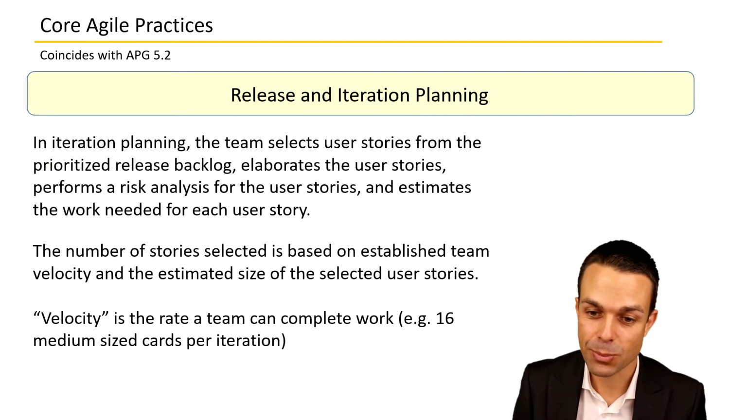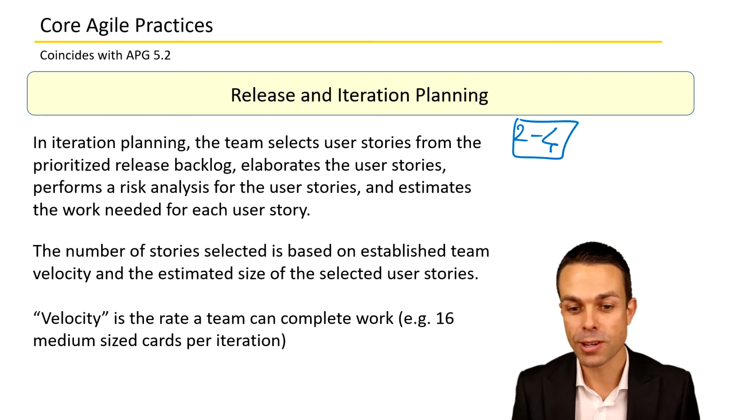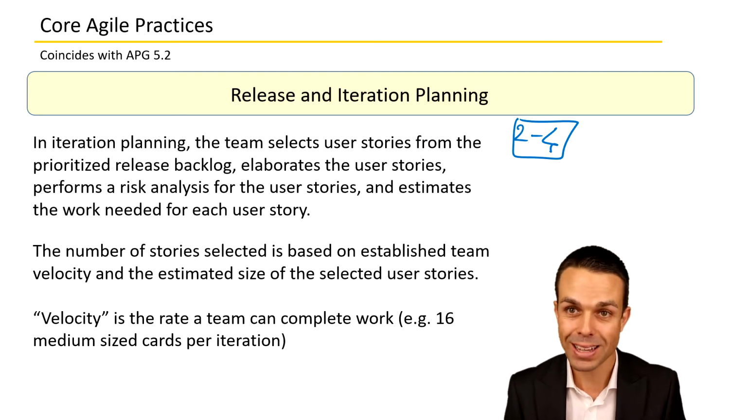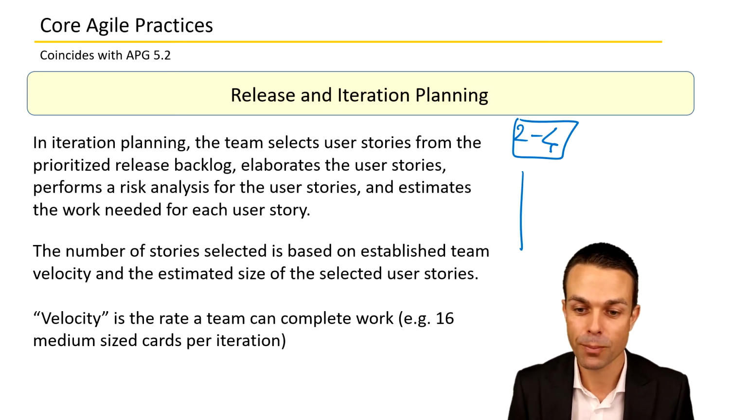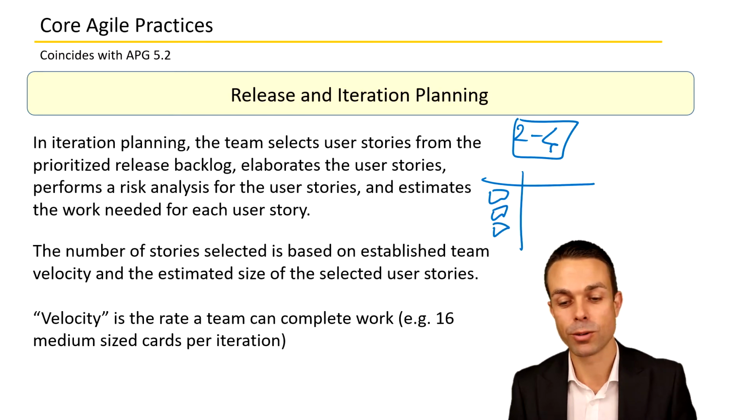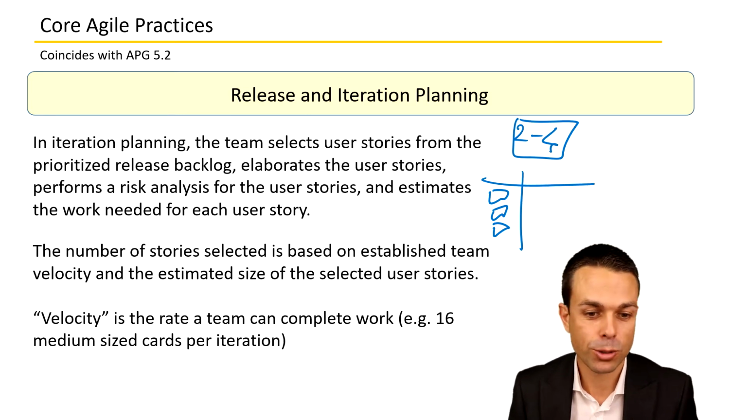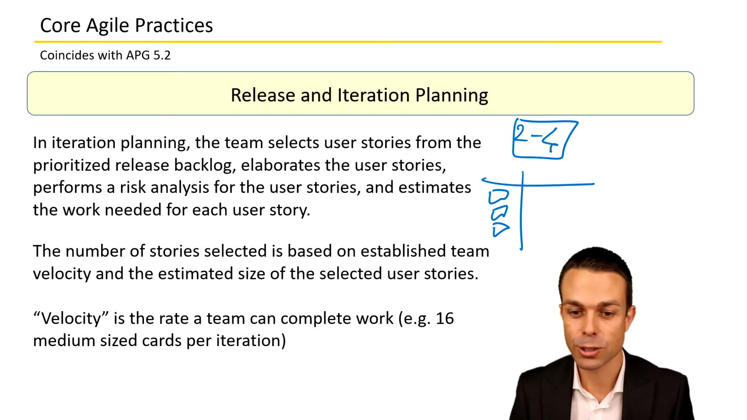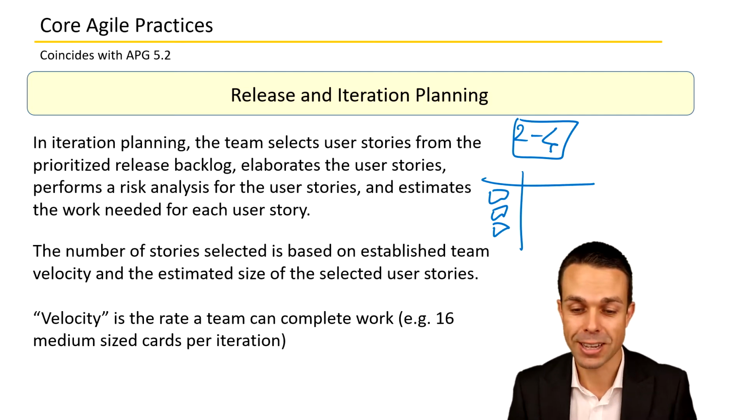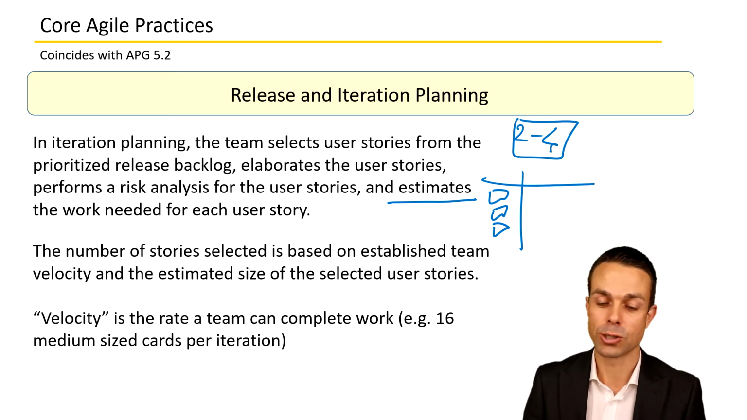Now, in iteration planning, where we've got our 2 to 4 week time-boxed periods, the team selects user stories from that prioritized release backlog. So we've got our backlog of work, and the team will be able to select items of those stories to work on over the iteration. Now, they elaborate those user stories and perform risk analysis for the user stories, making sure that all of the I's are dotted and the T's are crossed, and then they estimate the work needed for each user story.